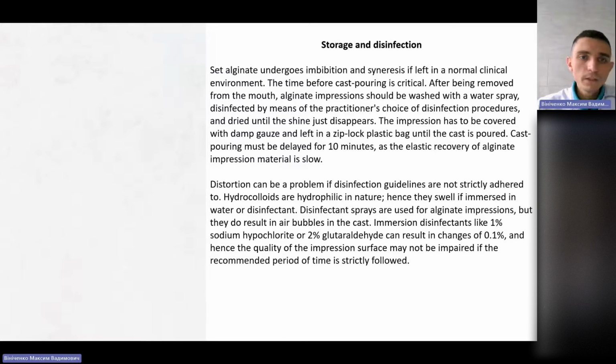Distortion can be a problem if disinfection guidelines are not strictly adhered to. Hydrocolloids are hydrophilic in nature, hence they swell if immersed in water or disinfectant. We could use disinfectant sprays for alginate impressions. Immersion disinfectants like 1% sodium hypochlorite or 2% glutaraldehyde can result in changes, but the quality of the impression surface may not be impaired if the recommended period of time is strictly followed.